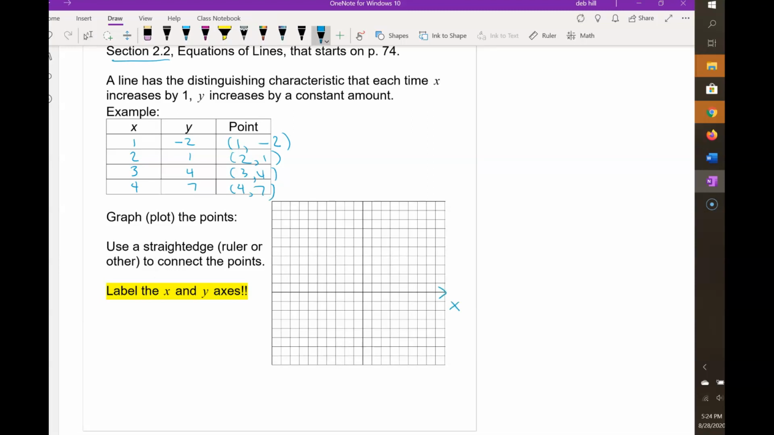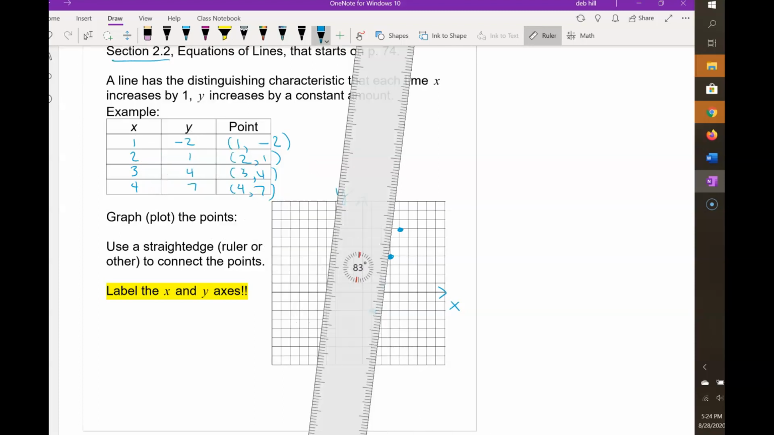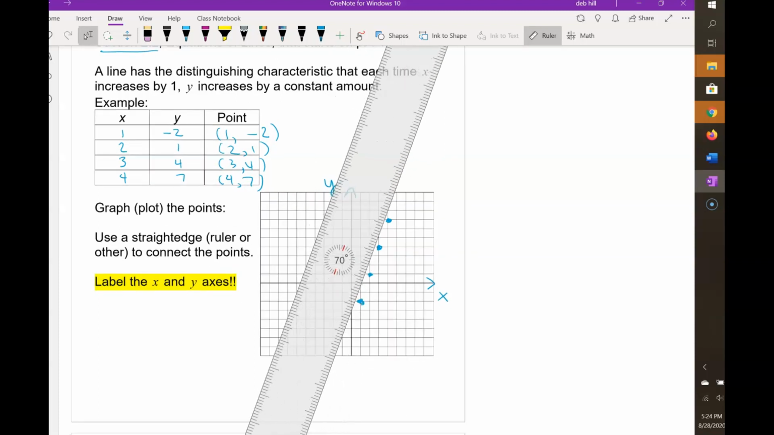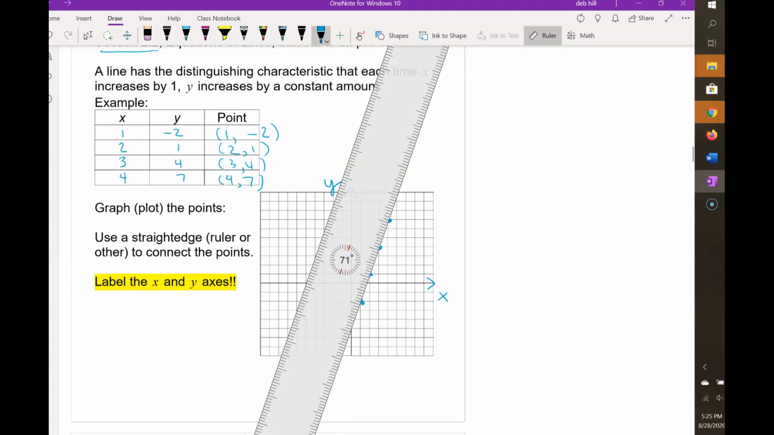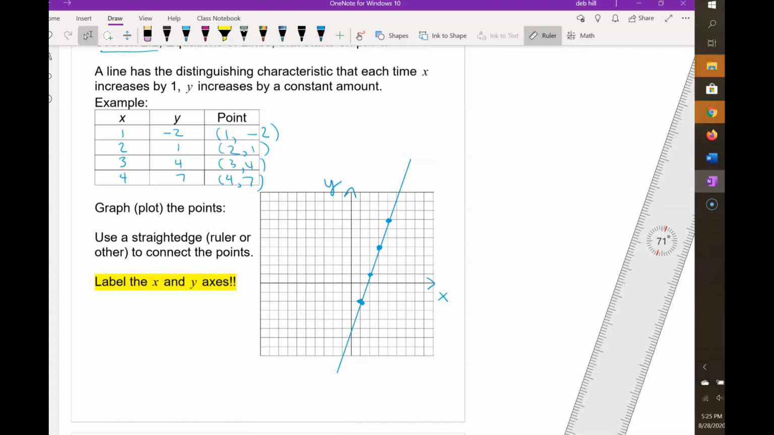So label your axes. I am picky about that because sometimes it's not x and y. So we have the points (1, -2), (2, 1), (3, 4), and (4, 7). And once you have those points plotted, then you'd use a ruler or a straight edge and get it nice and straight, so then you could draw your line. And make sure you label your axes.